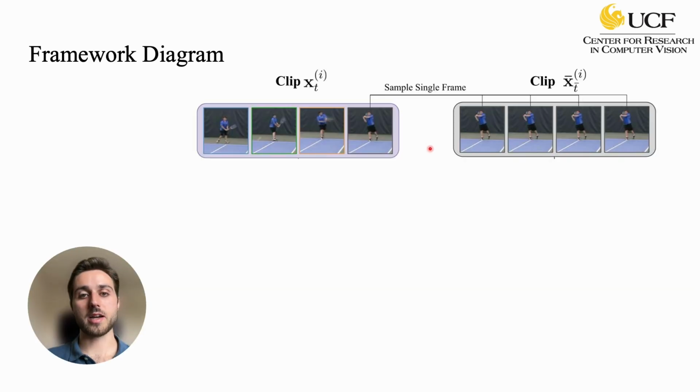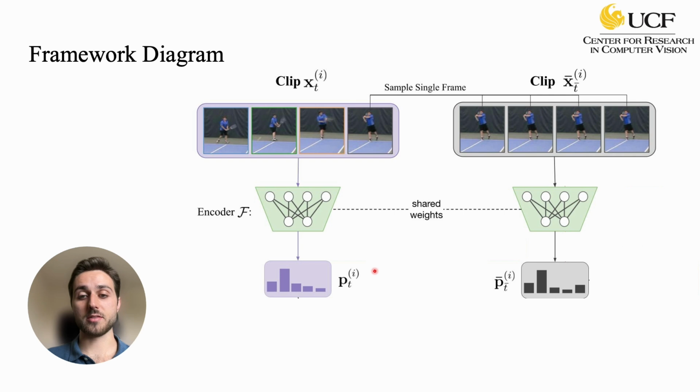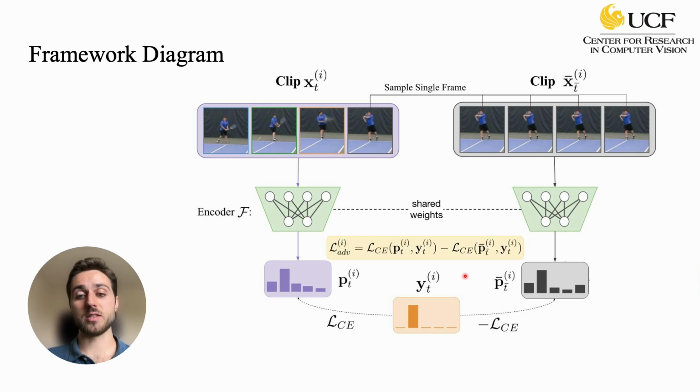So let's look at our framework diagram. First, if we could start with this clip with motion on the left and sample a single frame to build our static clip on the right. Both of these are passed through the same encoder to build our class-wise predictions. Then we can compute the cross entropy with respect to both, and to build our adversarial objective, we subtract the cross entropy with respect to the static clip. However, we find that in order to maximize this loss, the model will often flip the class prediction with high confidence. So to mitigate this, we propose to maximize the entropy with respect to the static clip, which is similar to matching it to a uniform distribution. We want low confidence given a static clip.